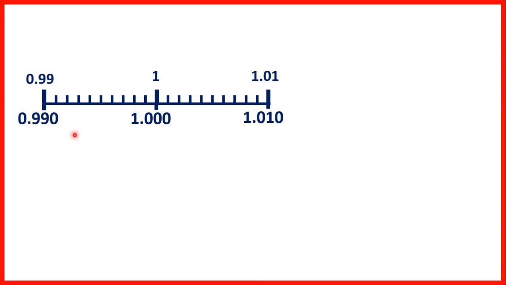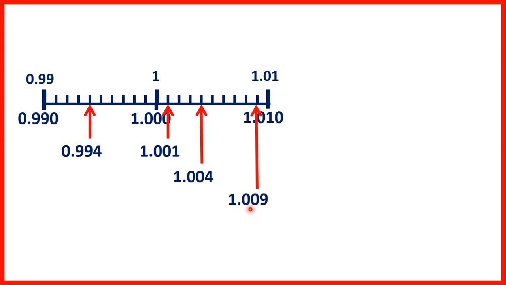So when decimals are labelled on a number line, it's useful to write them all with the same number of decimal places, and that makes it easier to identify values on the number line. So first, we had to identify that this was 0.994, then we had 1.001, then 1.004, and then 1.009. So because all of the decimals that we have labelled have 3 decimal places, you can see that putting these values on the number line isn't any more difficult than if we had a number line with 990, 1000 and 1010 labelled.